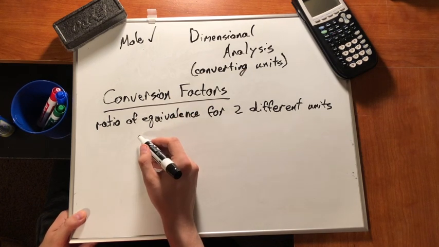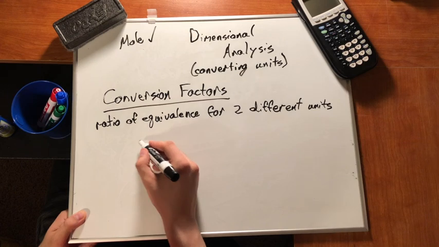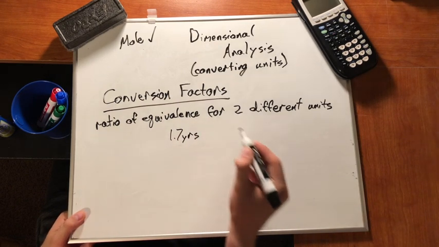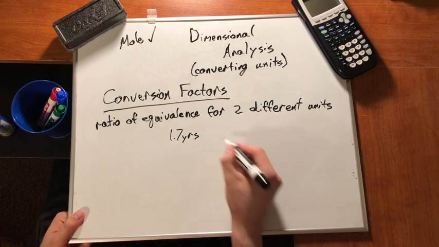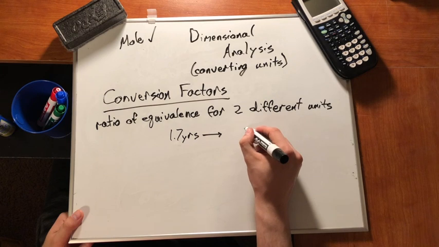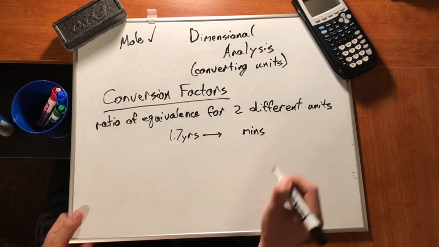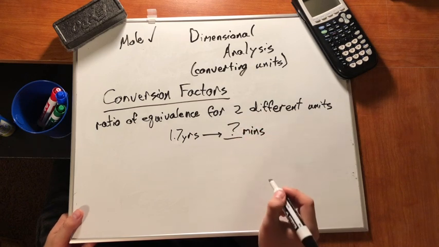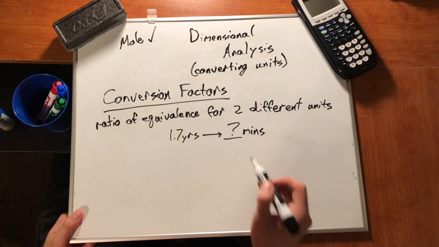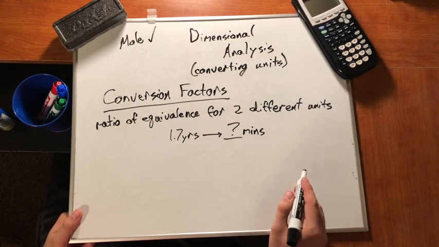Let's say I have 1.7 years. I'm going to abbreviate that like that. And I want to convert my unit into minutes. Okay, so I have a length of time, 1.7 years, and I want to figure out how many minutes are in that length of time.